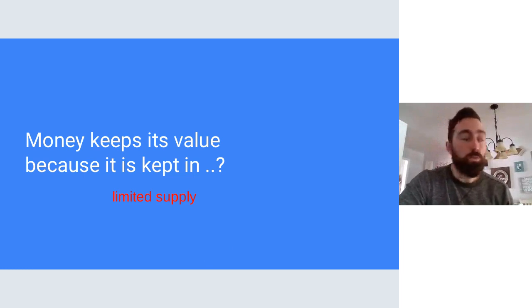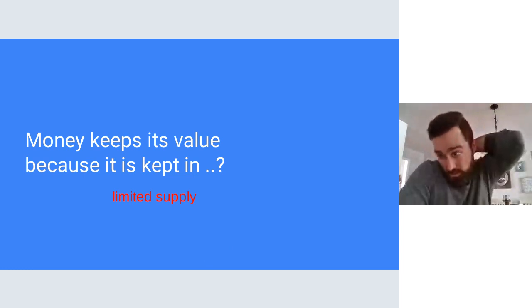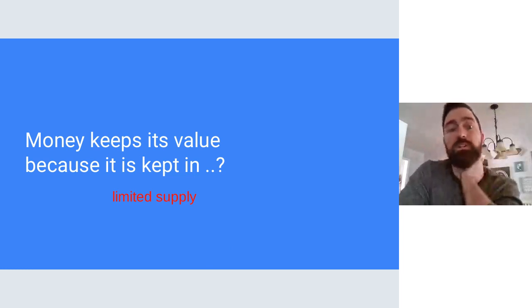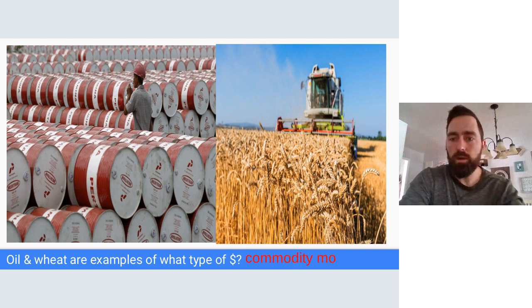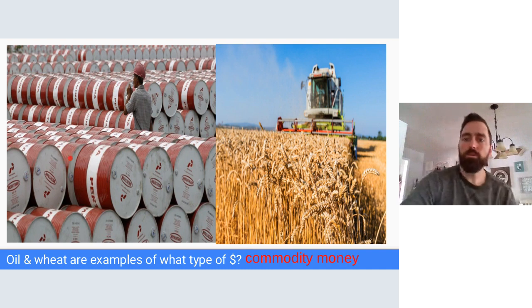But if you're looking for real life examples, look at the Civil War Confederacy. Look at Germany in the 1920s. The United States in the late 1960s. It's known as inflation, when the government is printing too much money, it drives up prices. Oil and wheat are examples of what type of money? That's commodity money.